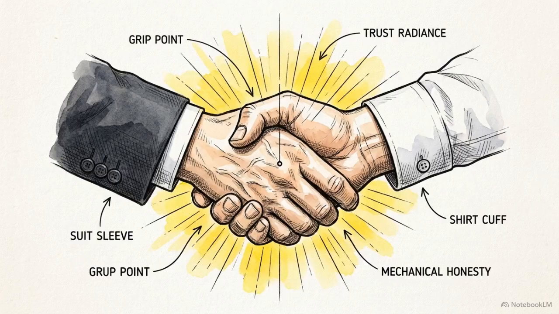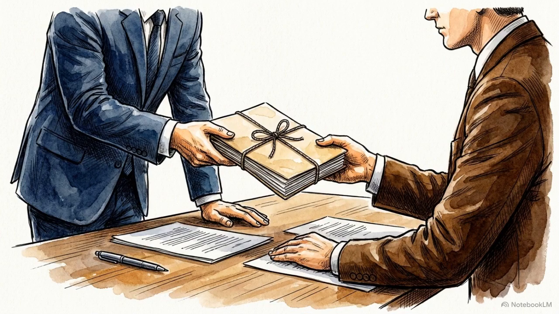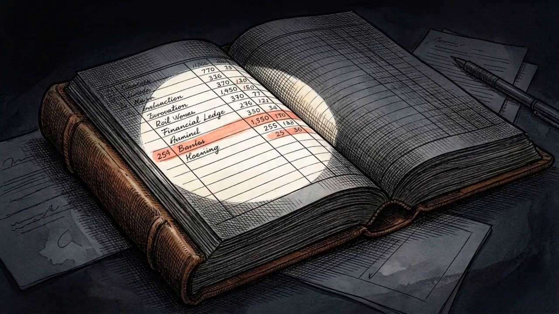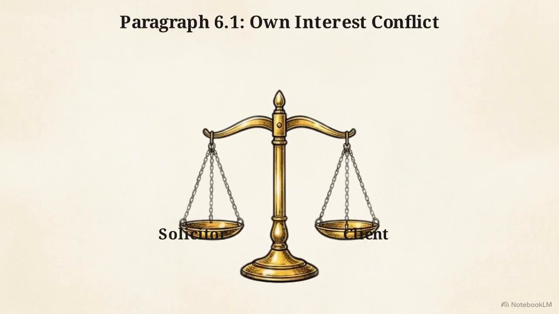But avoiding negligence is only the floor. The solicitor-client relationship is defined in common law as a fiduciary relationship. The solicitor is legally bound to put the client's interests before their own, meaning any secret profit or third-party referral commission must be fully accounted for to the client. We can see how strict this fiduciary duty is by mapping an own interest conflict.